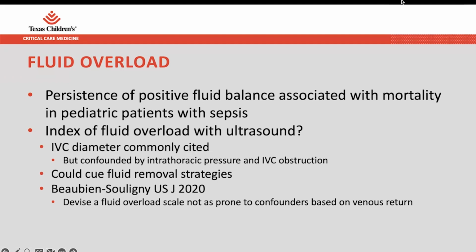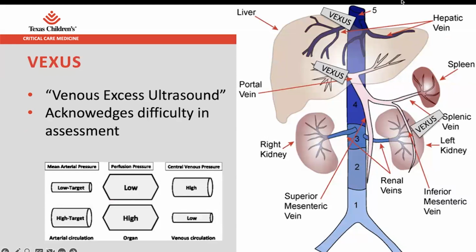This is an open access journal that is targeted primarily to folks from all over, to try to use Doppler data they've been able to derive from their patient population to come up with a fluid overload scale that's not as prone to confounders based on venous return. And the idea was VExUS, which was pretty much named a priori.